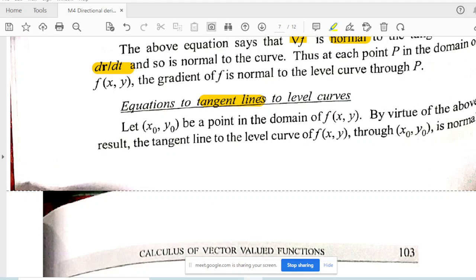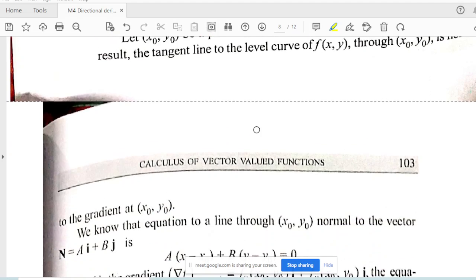So equation of tangent lines to level curve. For some level f of x y, here the level curve is a surface. Consider a point on that level curve, x0 y0. To find the equation of the tangent line passing through that point, we will be using this particular formula.